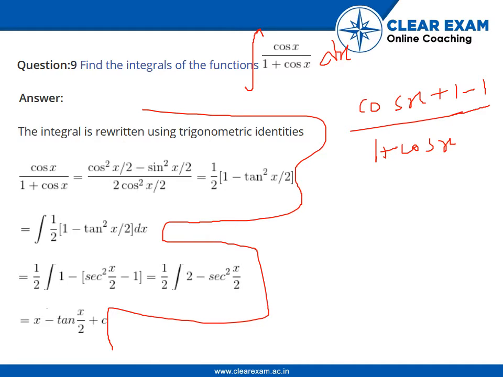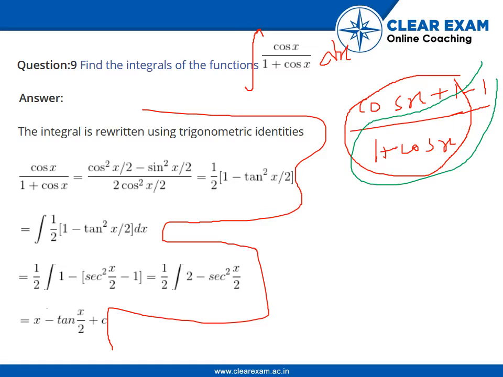You must be thinking that 1 minus 1 is 0, so what is the use of adding and subtracting them? I will show you what's the use. You can see that we can break the whole expression into two parts. First part is this one and the second part is this one. So what do we get? We get 1 minus 1 upon 1 plus cos x.